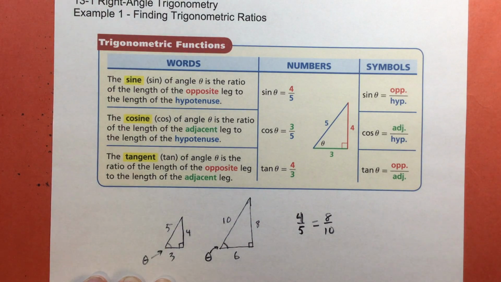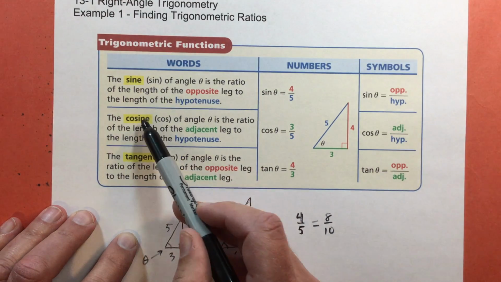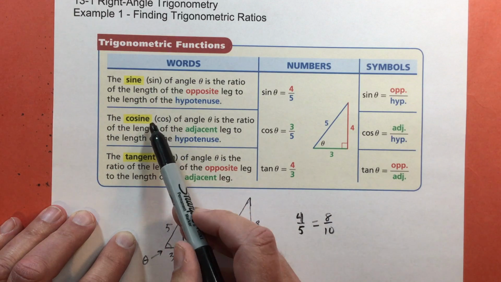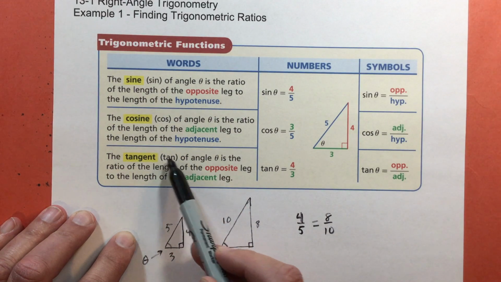Those are the trigonometric functions. So we define it this way. And these are the names: sine, cosine, tangent. It's spelled that way. The abbreviations: sine is S-I-N, cosine is C-O-S, and tangent is T-A-N.